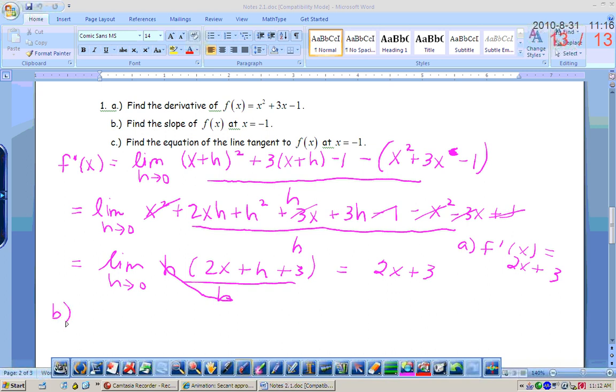Part B is asking us to find the slope of f of x at x equal -1. So if f prime is a general formula for finding the slope at any point, how can I find the slope at x equal -1? All right, f prime of -1 equals 1.